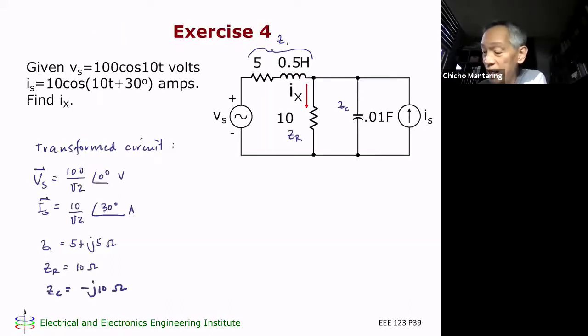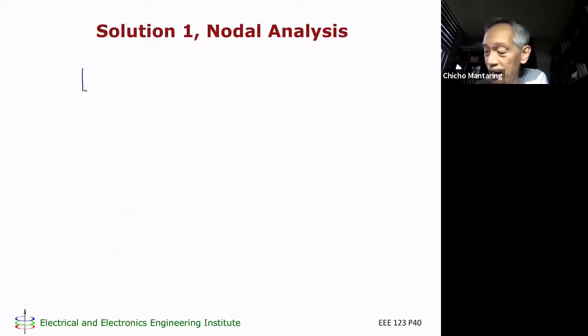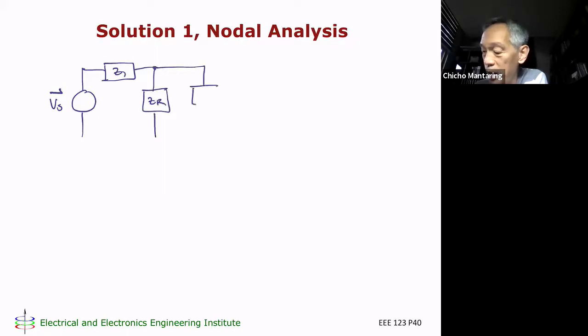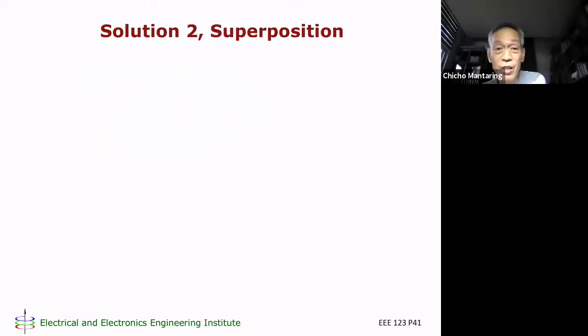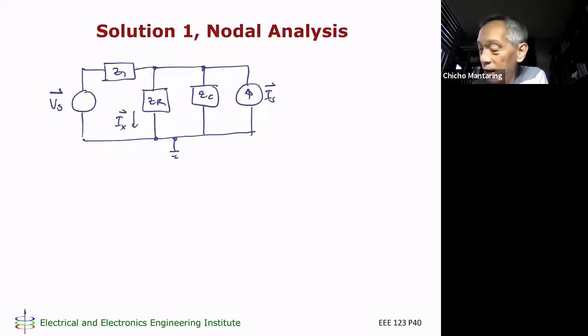So if I do nodal analysis, so this is Vs, Z1, ZR, ZC, Is. Ang problema ko is getting Ix, no? So this is Ix. So lahat nito magiging phasor. Nodal analysis. So sabihin natin this is my unknown. Call this Vx.